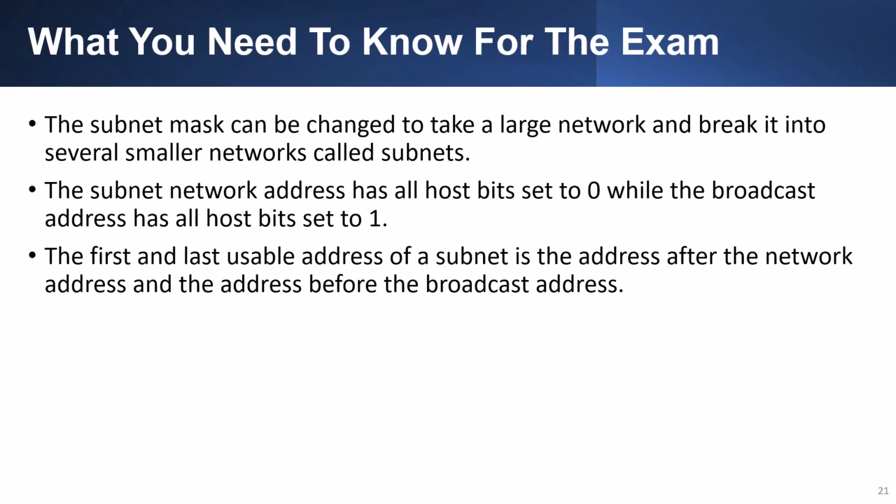In summary, subnet masks can be changed to take a large network and break it into several smaller networks called subnets. The subnet network address has all host bits set to 0, while the broadcast address has all host bits set to 1. The first and last usable addresses of the subnet are the address after the network address and the address before the broadcast address.